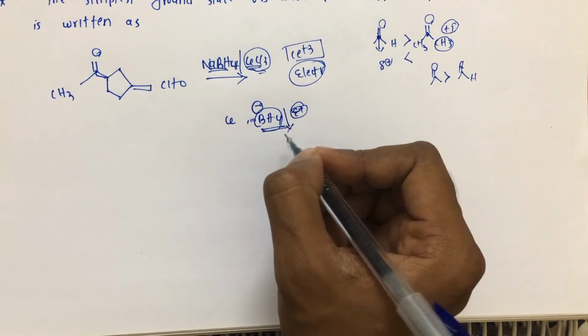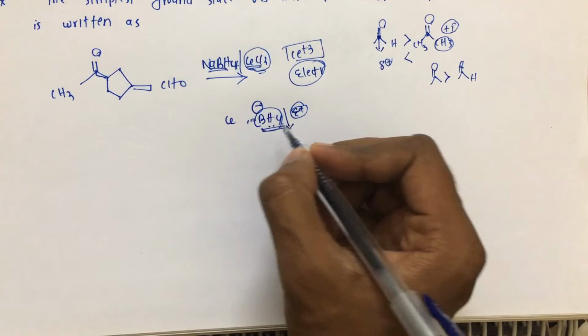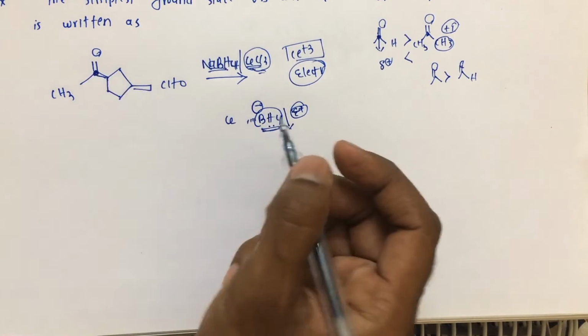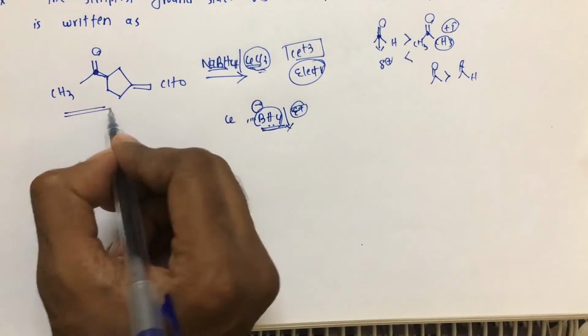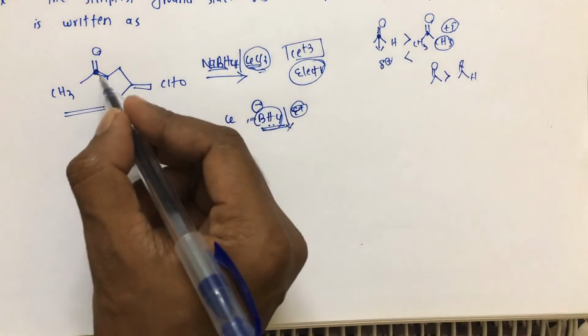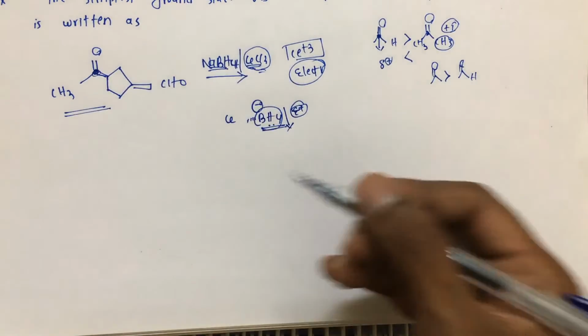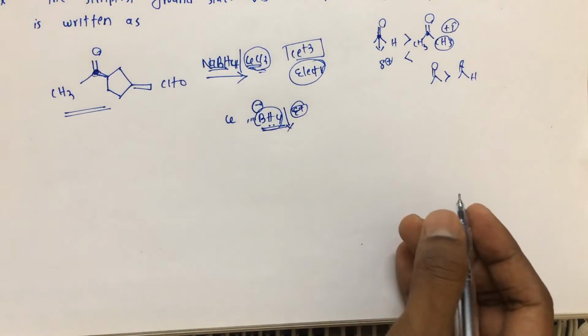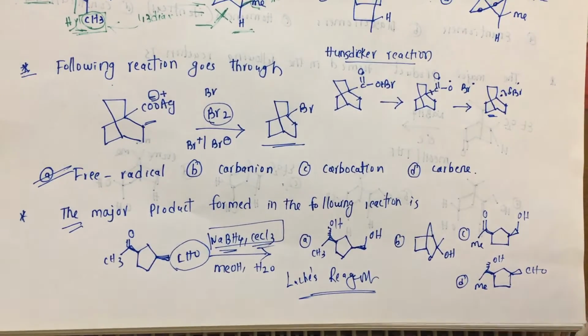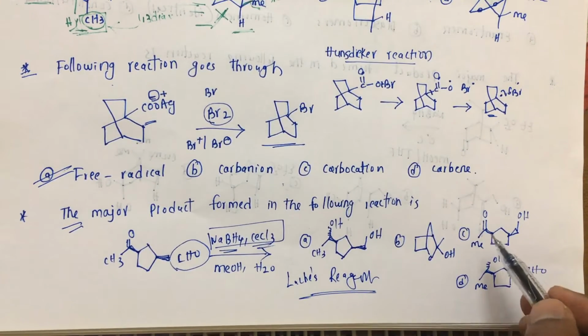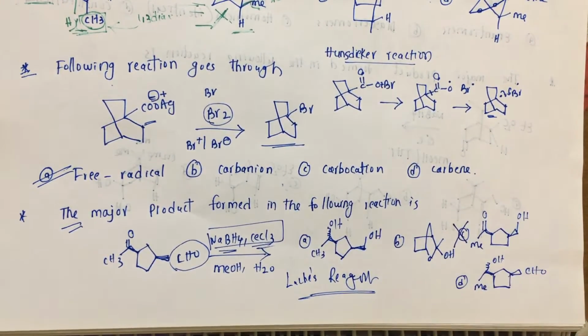So because of that reason, this has to react with the carbonyl carbon, which has more electron density. Here the more electron density is present in the case of the carbonyl, meaning the ketone. So from this knowledge we can eliminate this answer.